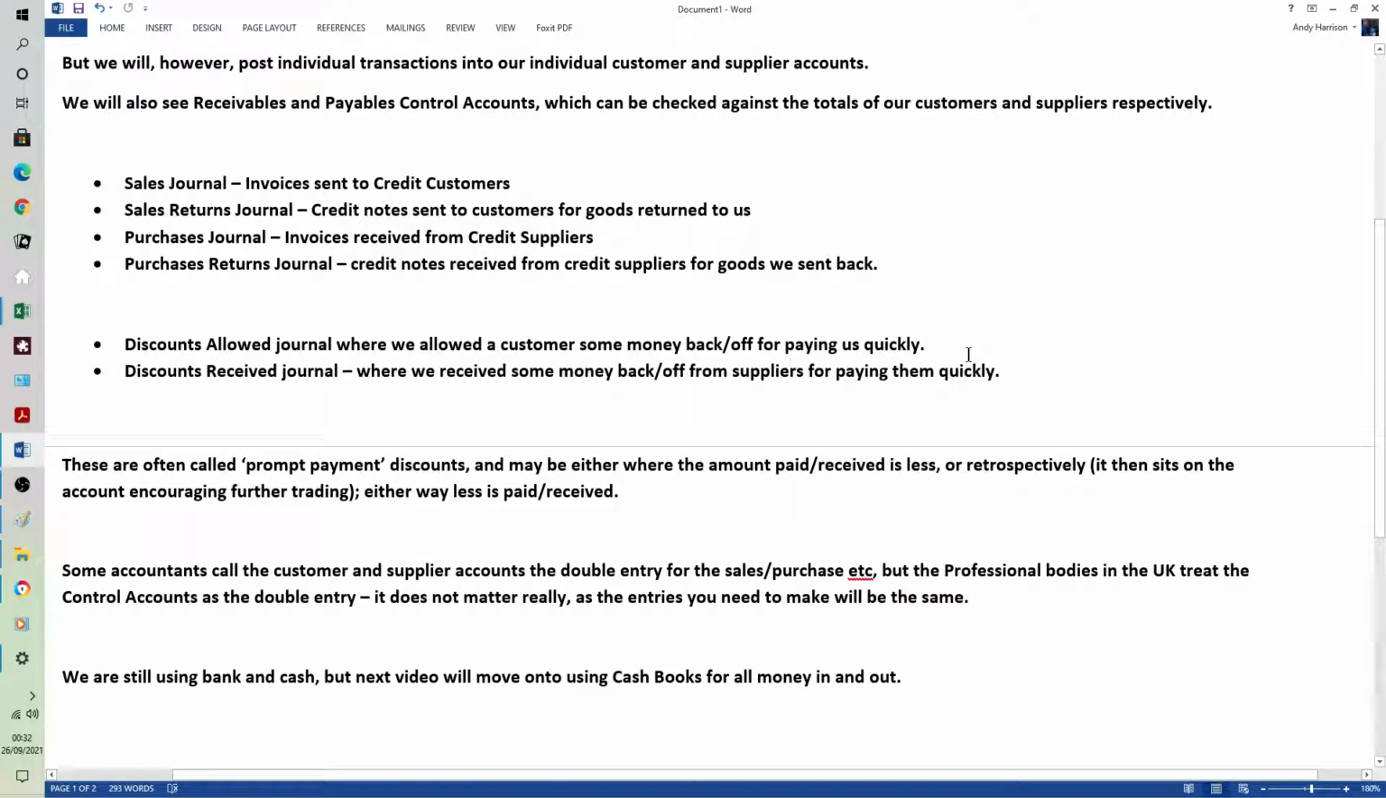So discounts is for prompt payment schemes. A discount allowed would mean that we allow a customer a reduction for paying us quickly. Pay us in 7 days instead of 30, knock a couple of percent off. It can be that they pay us less at the time, or we can post a credit note onto their account saying thank you. Discounts received is the opposite, so instead of paying the full amount on the invoice, we pay a little bit less for paying our supplier quickly, and again that can be retrospective as well.